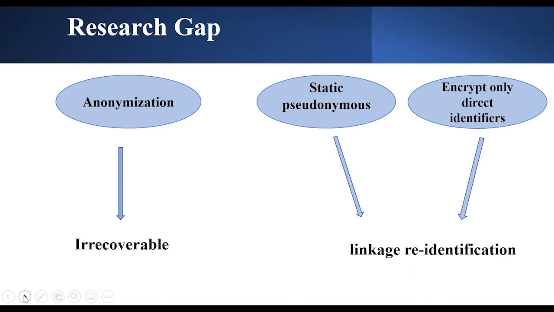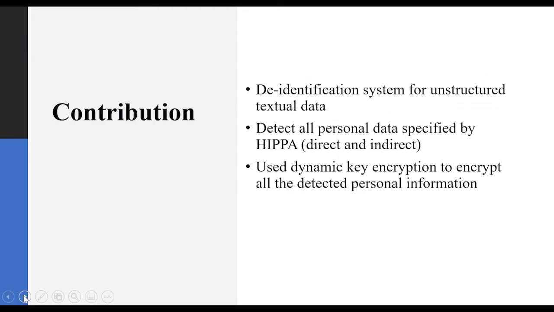In this paper, we aim to address this gap by developing a reversible de-identification system for unstructured textual data. The system detects all personal information specified by HIPAA, which includes direct and indirect identifiers, and encrypts them using a dynamic key encryption algorithm.